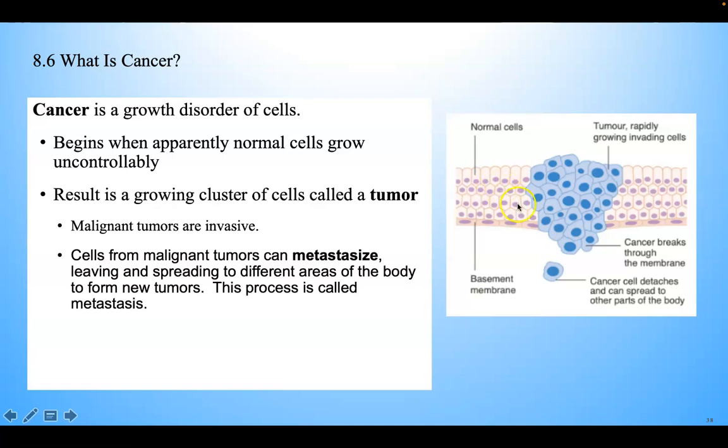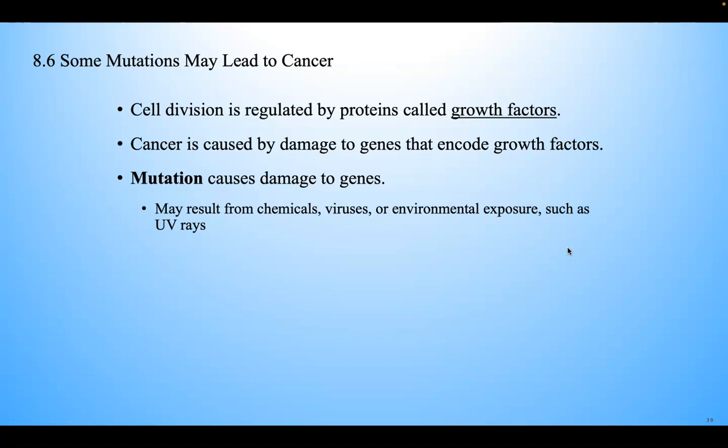Here you can see our normal cells, and these are the tumor cells that just keep dividing even though they shouldn't. They should not keep growing and they should not keep replicating, but they are, and that is what is forming our tumors. Cell division is regulated by proteins called growth factors, and cancer is caused by damage to genes that encode those growth factors. So you can imagine if the genetic instructions get damaged, and it's the genetic instruction for growth factors, which are in charge of telling us when to make new cells, you can see how that correlation makes sense.